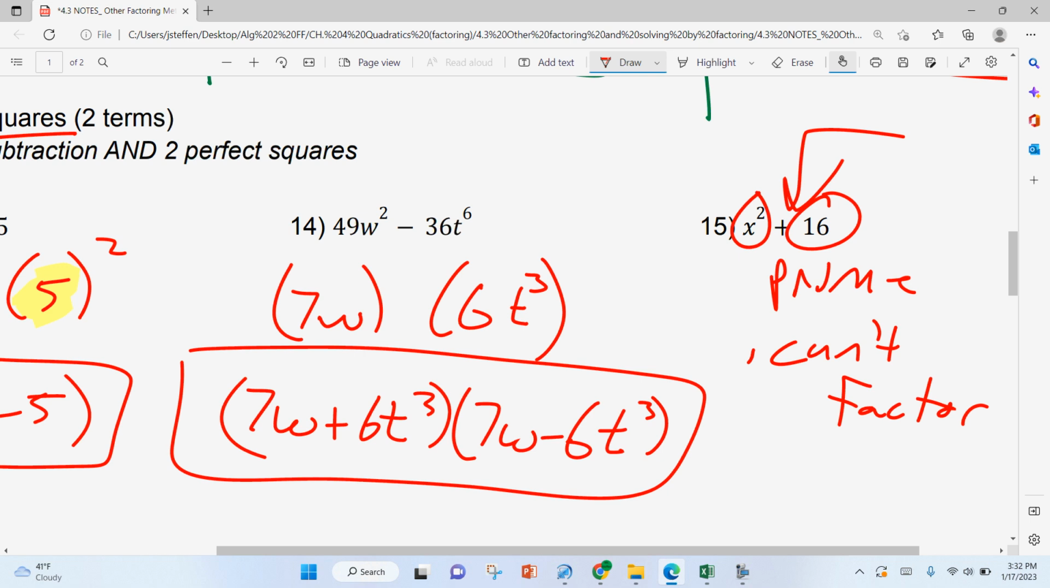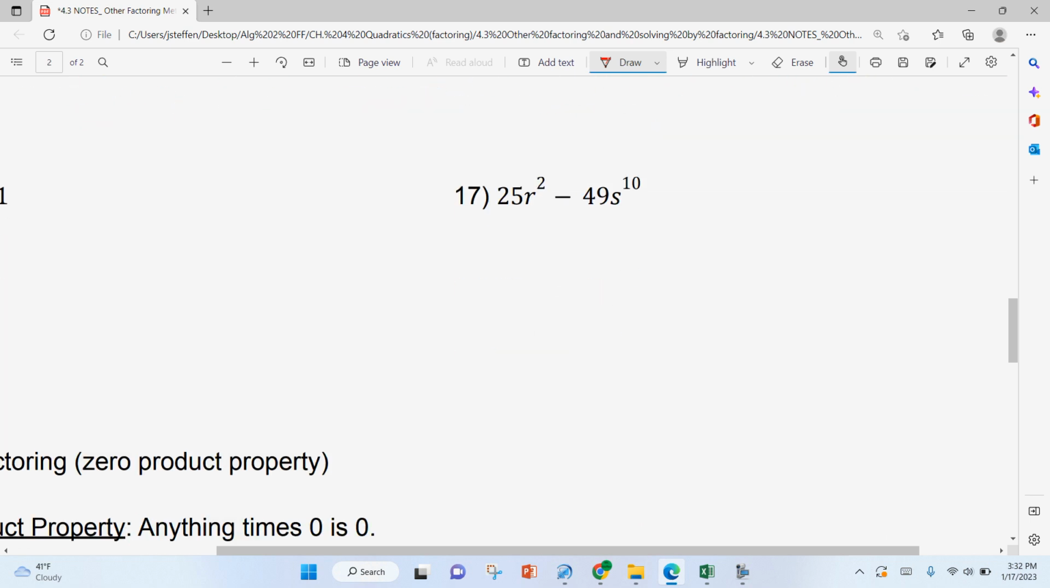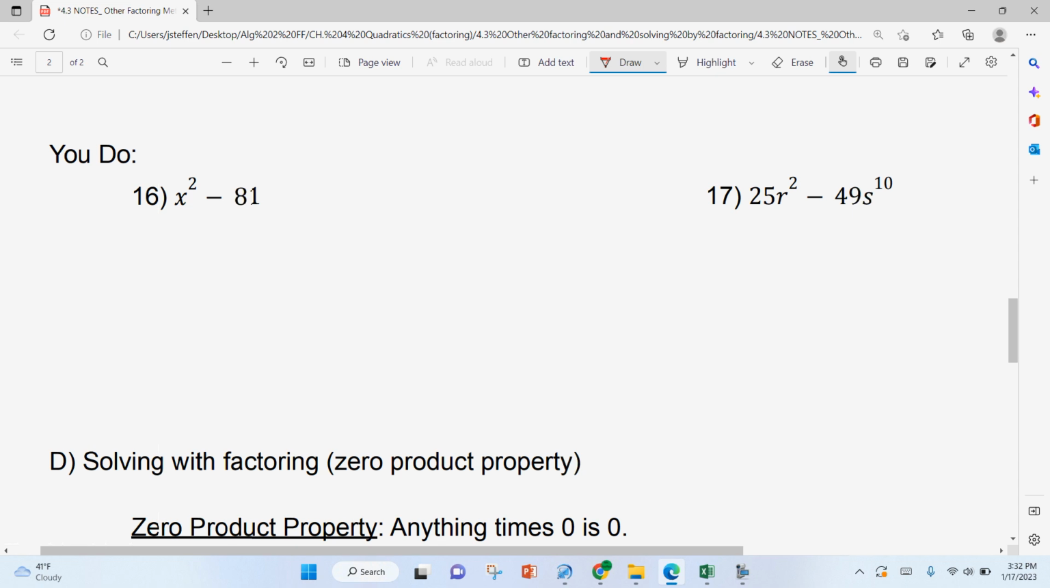Yeah, again, just make sure you're double checking. It's got to be two perfect squares, just like this one, but it's got to be subtraction. So again, go ahead and do these on your own. I'm going to go ahead and put my work and the answers up there for you to check. So go ahead and pause it, then unpause for your answers.